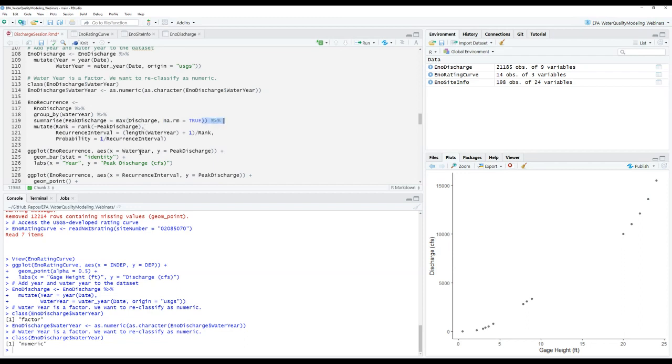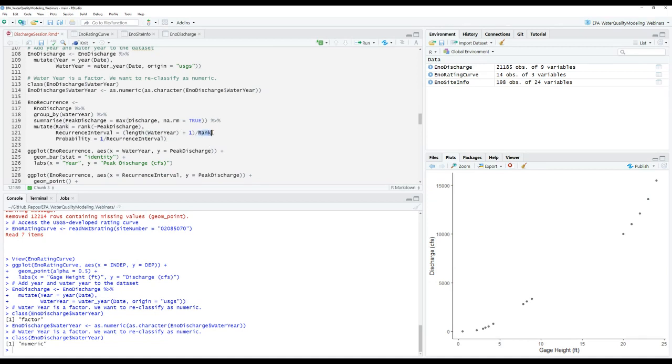Then with our pipe, we will mutate on some new columns. So first, we'd like to rank each of those years in order, from the lowest peak discharge to the highest peak discharge. So we're going to rank them by peak discharge in reverse. We will also compute a recurrence interval. So again, this is the number of water years plus 1. And in this case, again, if you don't have water year, you can just use year.